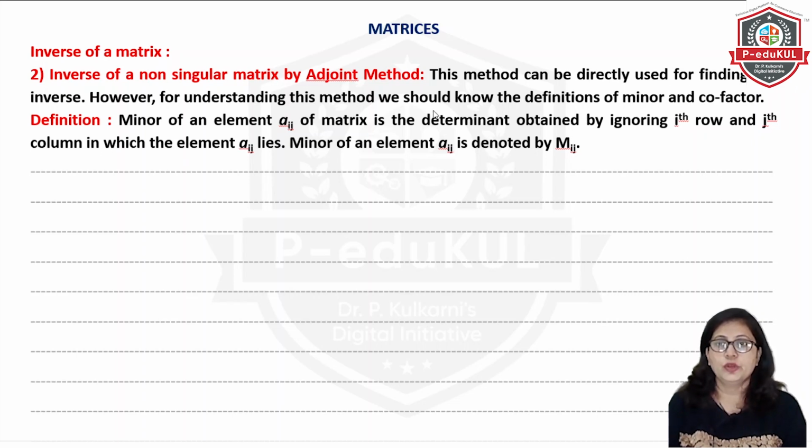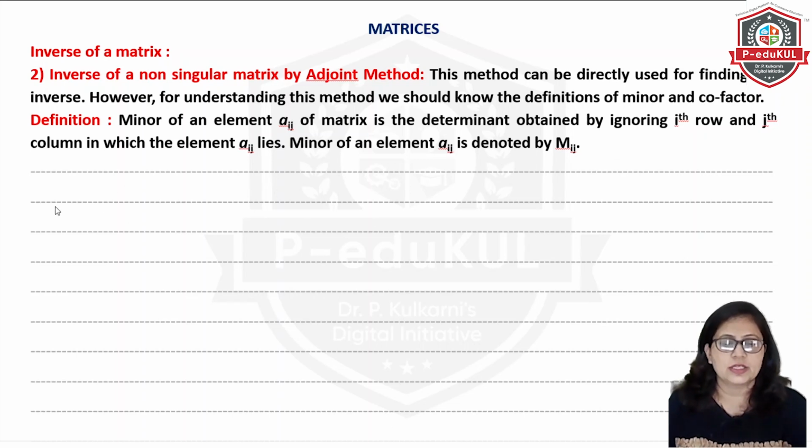But there are two different methods of finding the inverse. So for understanding this method, adjoint method, we need to know how to find out minor and cofactor. So what is the definition? Minor of an element Aij of a matrix is the determinant obtained by ignoring ith row and jth column in which the element Aij lies. And minor of an element Aij is denoted by Mij. Now I have specifically kept the space over here so that I can explain you with the examples.